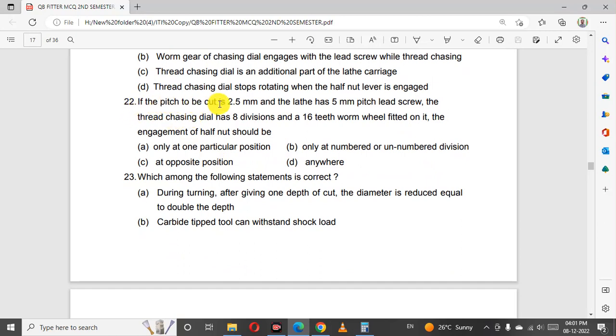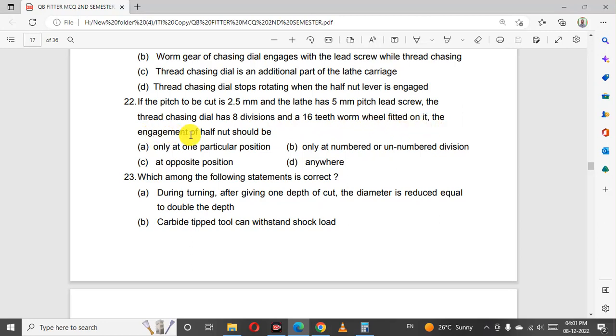If the pitch to be cut is 2.5 mm and the lathe has a 5 mm pitch lead screw, the thread chasing dial has 8 divisions and a 16 teeth worm wheel fitted on it.